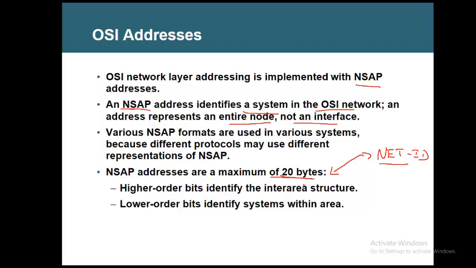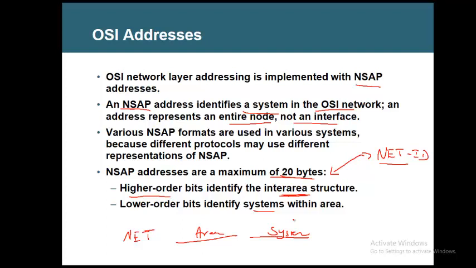Now, in this 20 byte or 8 byte, whatever, the higher order bits identify the area. When you ask me, is this the router ID? I say, no, not just the router ID, there are many more things in it. This is what I mean. The higher order is talking about the area. The lower order is talking about the system, the router itself. So it has the combination of area ID and router ID. You got it?